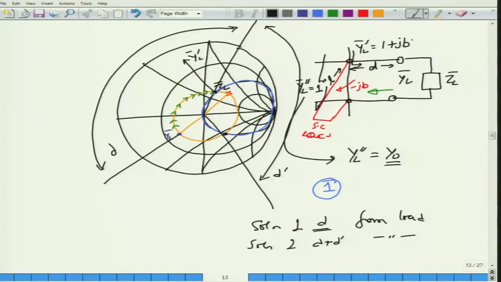So once you have reached this position, which is YL prime, all that is left is to read what is the value of admittance here, and that would be some 1 plus jB. Here B is positive in this case. So in this illustrative case, B is positive. Let us say that B is about 0.3, or maybe 0.5 let us say.